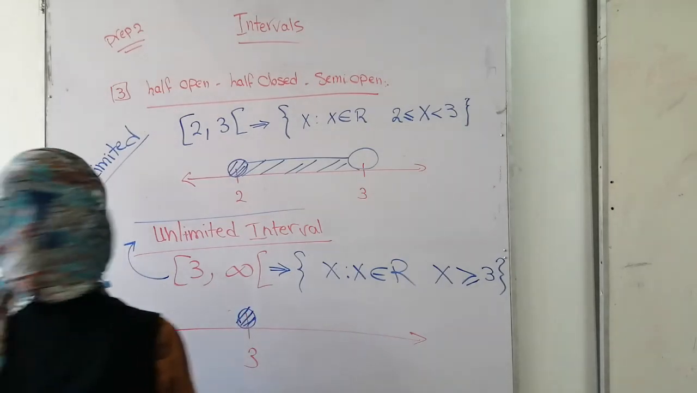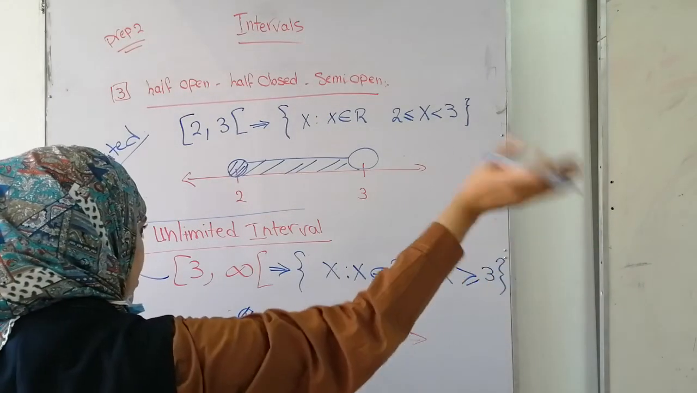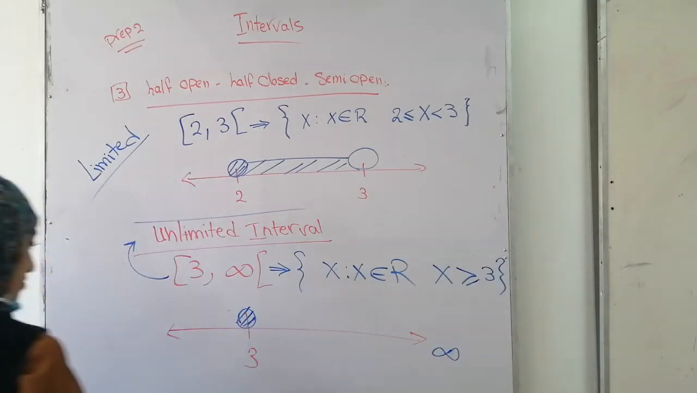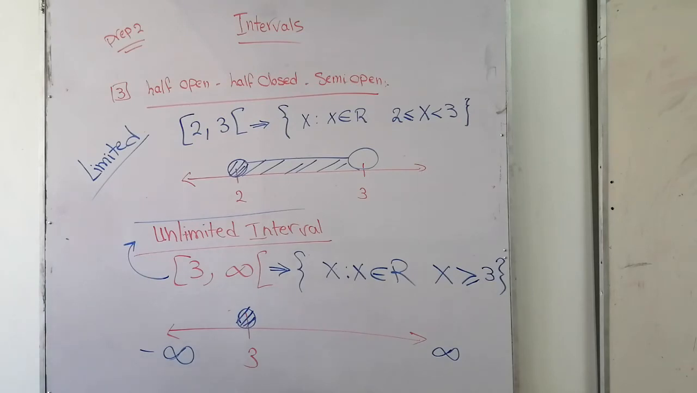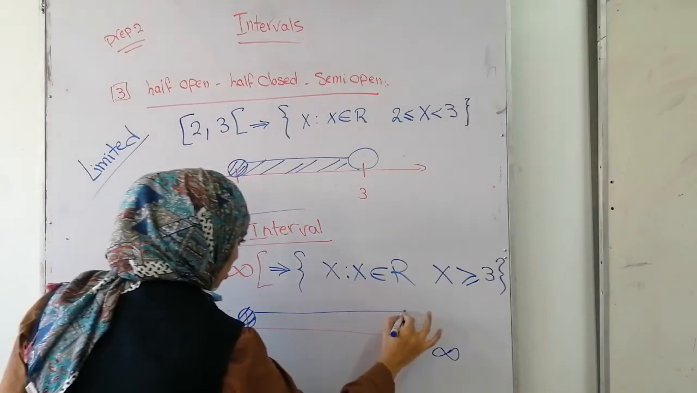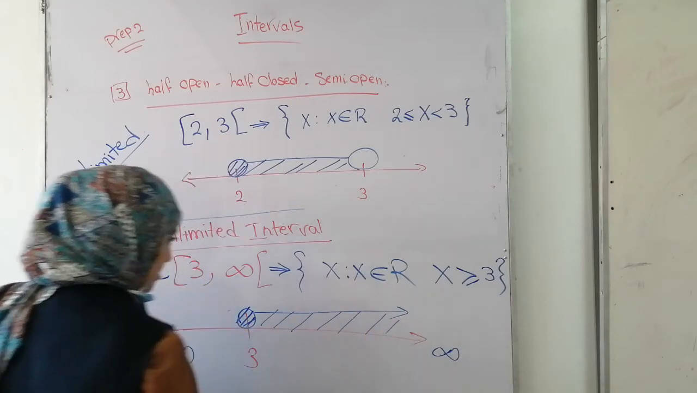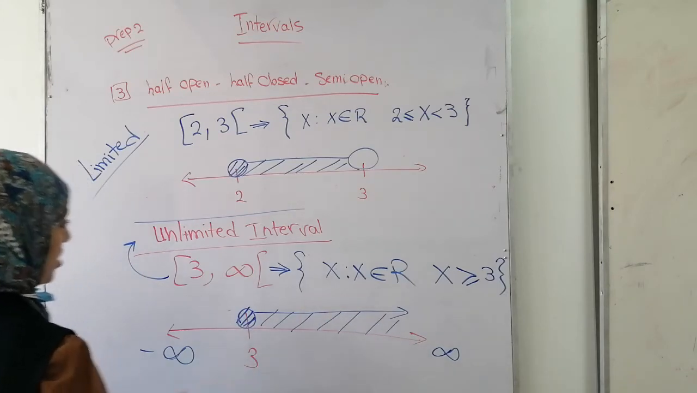Which direction shall I take? Here or here? It's positive infinity or negative infinity. This is called positive infinity and this is called negative infinity. So I go to the positive part and shade all this part. It has no limit, it's unlimited in the positive direction.